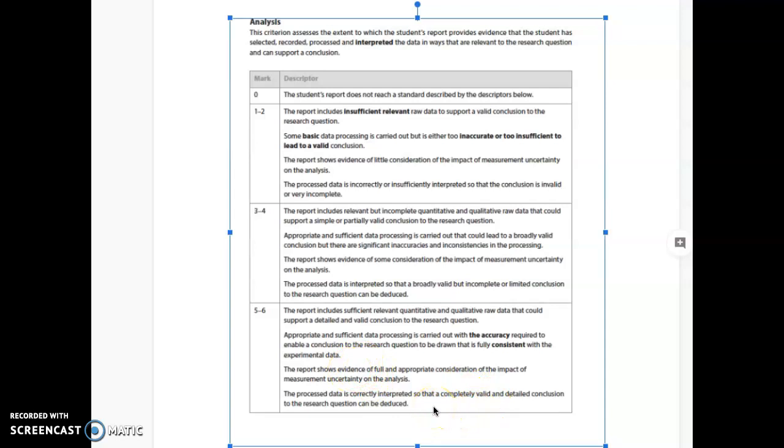So, for example, in an experiment where you're trying to find G is equal to something, G is the gravitational acceleration due to gravity, 9.81, where you state your final value. My value is G equals 10, but my uncertainty is plus or minus 0.5. The predicted value is 9.81, which falls within my range of uncertainty. That is a completely valid and detailed conclusion.